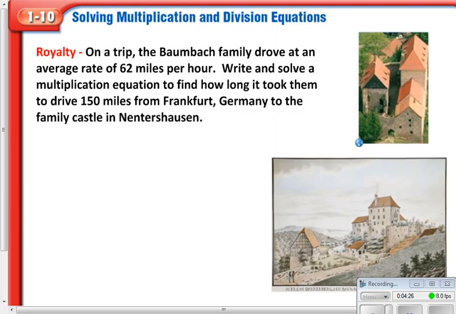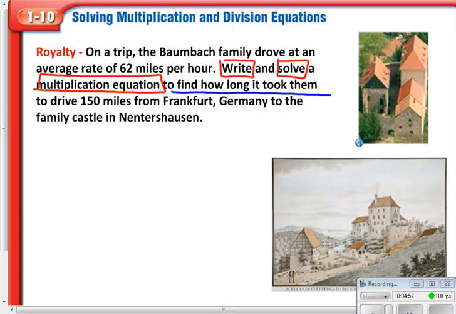Royalty. On a trip, the Bomback family drove at an average rate of 62 miles per hour. Write and solve a multiplication equation to find out how long it took to drive 150 miles from Frankfurt, Germany to the family castle in Netterhausen. So we need to figure out how long it took them.